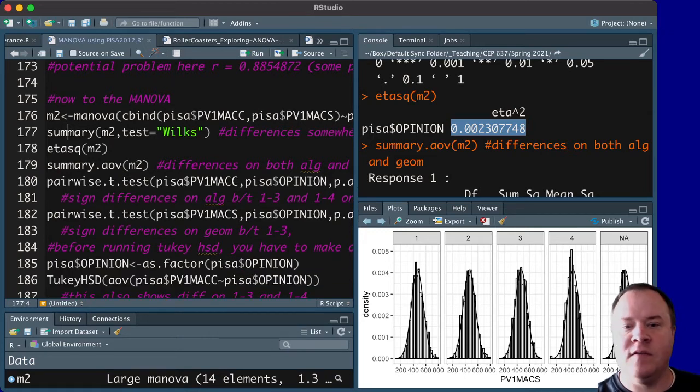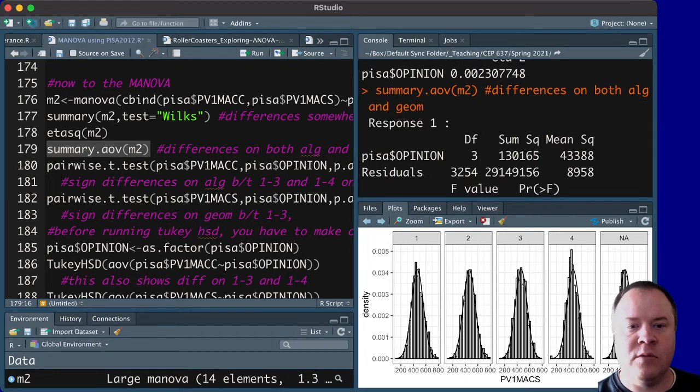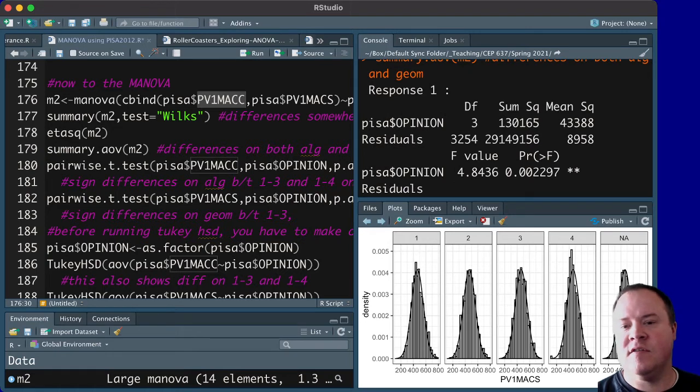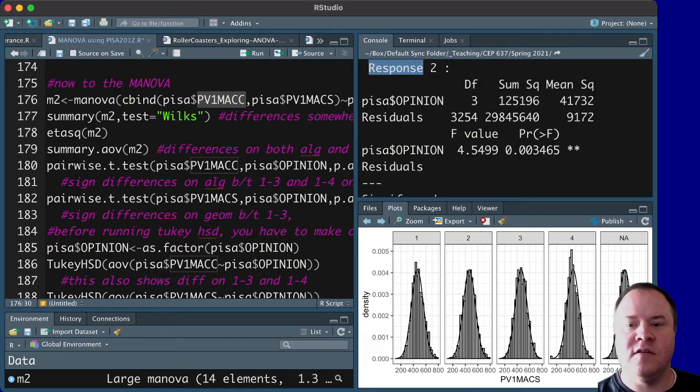And then we can run some follow-up tests. So first, follow-up Anovas. So this will run 2 different Anovas, one for each dependent variable. So response 1 is the first dependent variable, which is the algebra scores. So we see here there are differences across different levels of opinion on algebra. And then if we look at response 2, which is geometry, there are statistically significant differences across levels there as well.